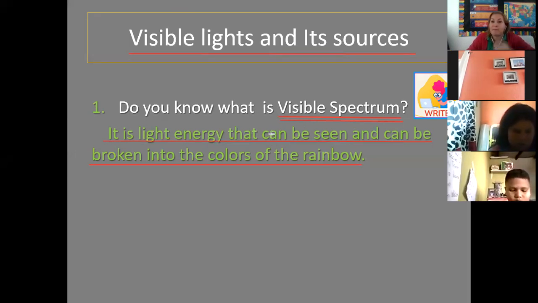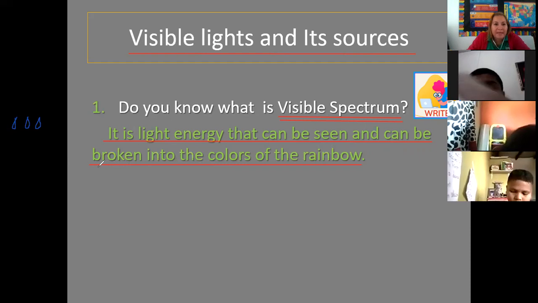The visible spectrum is the light energy that can be seen and can be broken into the colors of the rainbow. So in the rainbow, we see the visible spectrum. For a rainbow to form, it needs drops of water and sunlight. The light passes through the drops of water and breaks the visible spectrum into different colors. That's how the rainbow forms.